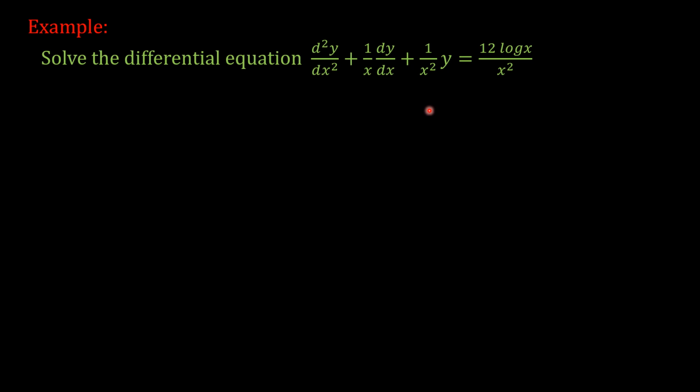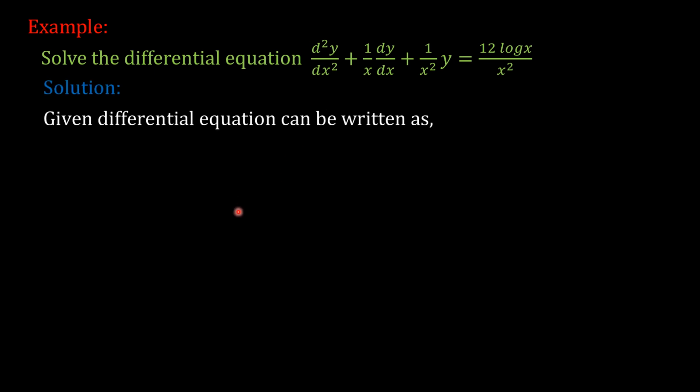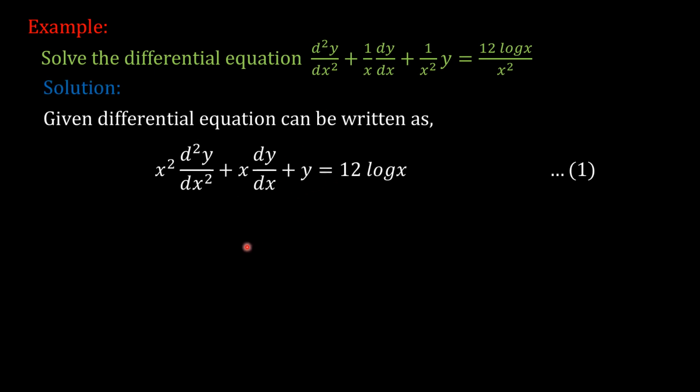And for that reason, we will multiply throughout by x^2, and hence this given differential equation can be written as x^2 d^2y/dx^2 + x dy/dx + y = 12 log x. We call this as 1, and which is what? Cauchy's linear equation.